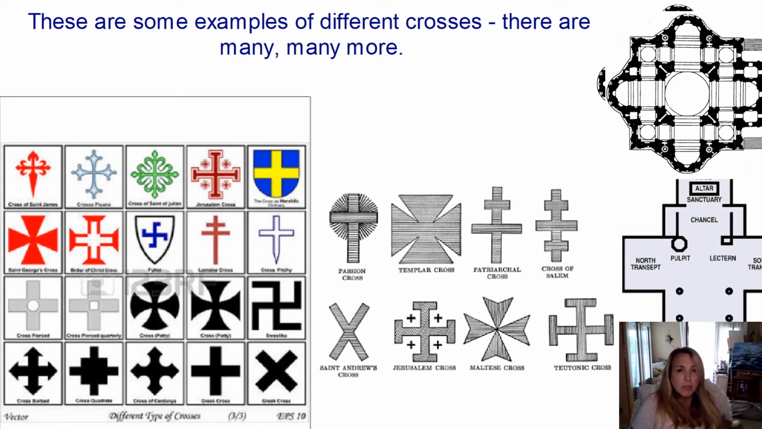There are many examples of many types of crosses, and there are so many more than this. Even the plan of a traditional church originally started as a cross plan, and you have the altar, and you have the transept or the crossing, and then you have the nave, and you have the narthex that are in this cross pattern. You also have the Templar cross, the Maltese cross, St. Andrew's cross, which is an X. So again, there's a number of crosses.